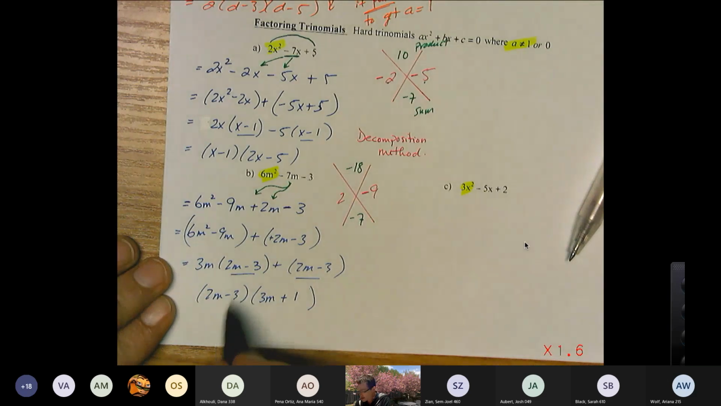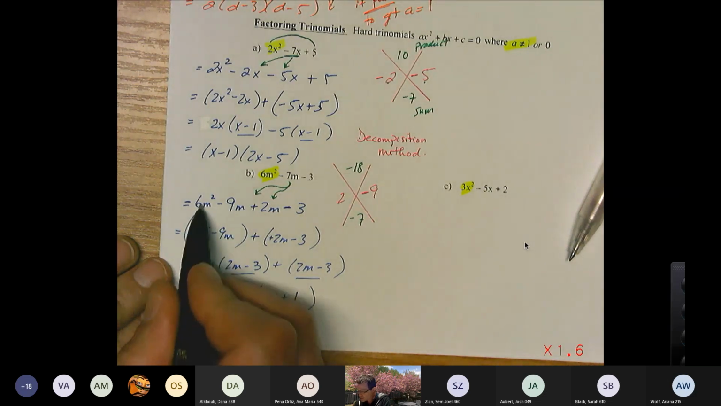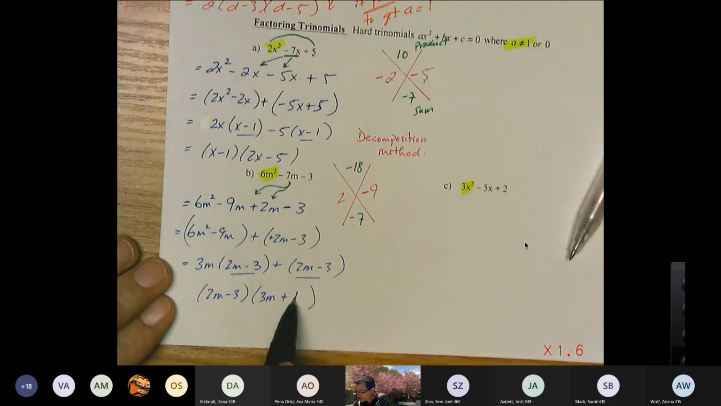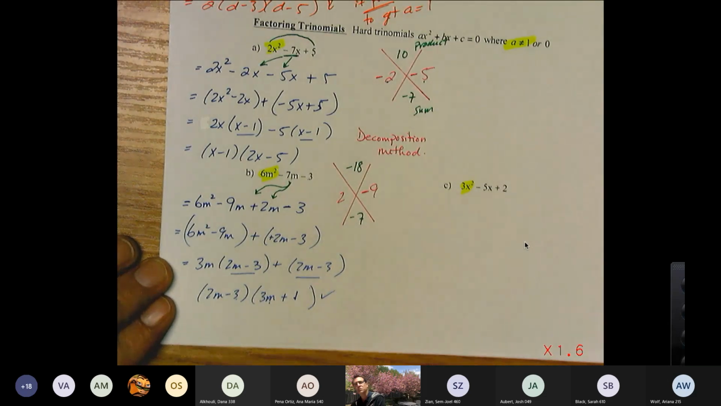Let's check to see if we're right. 2m times 3m is 6m squared. 2m plus 1 times 1 is 2m. Minus 9m is negative 7m. Minus 3. It works using decomposition. Awesome! Let's do the last one with decomposition.